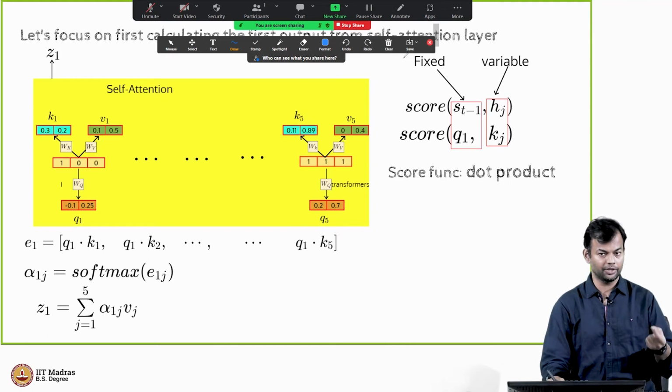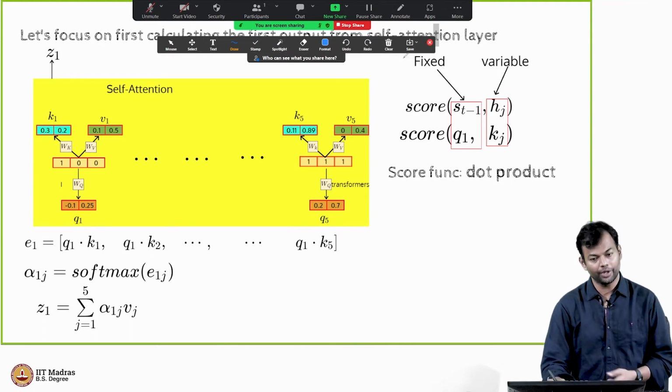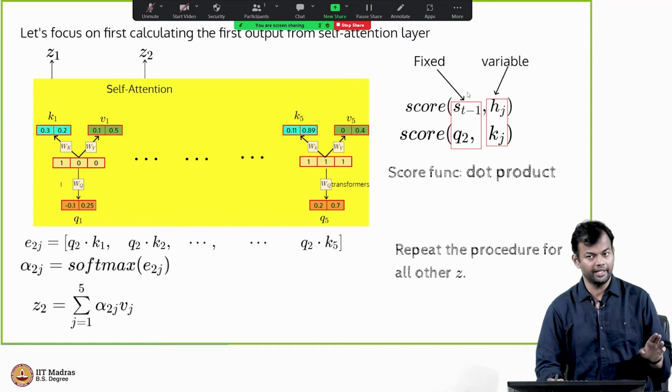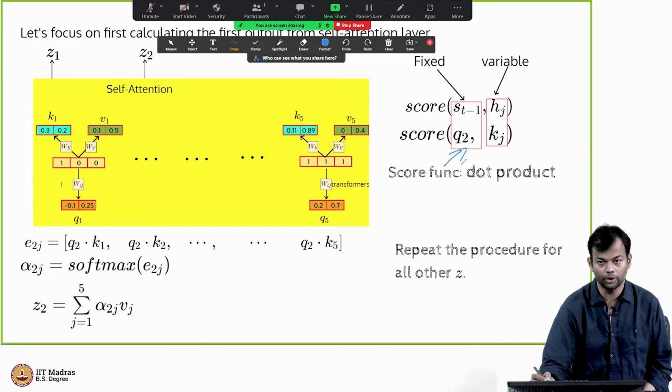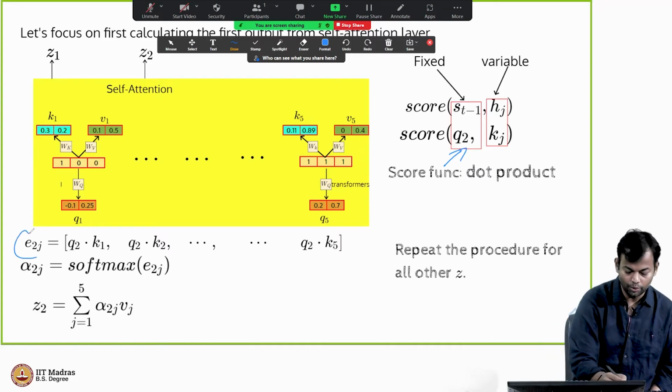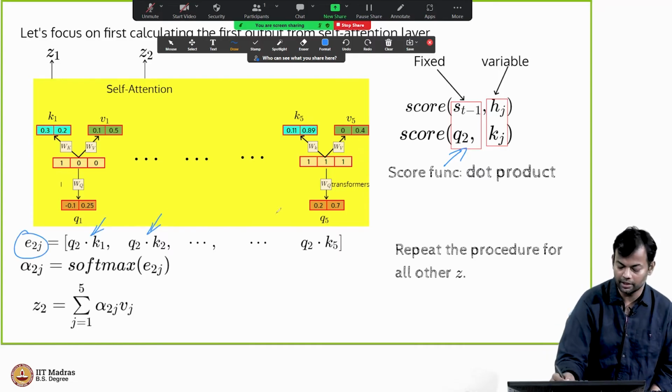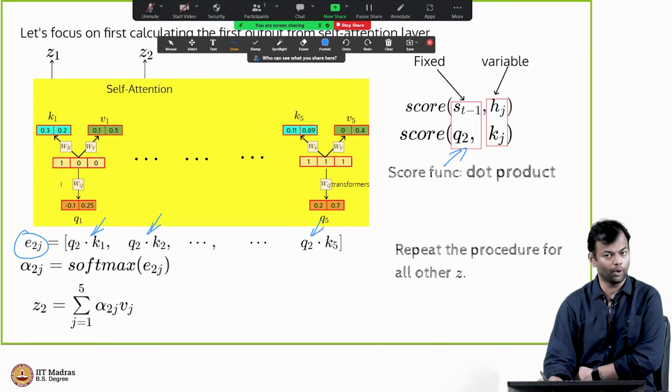So z1 is going to be computed this way. Now how do you compute z2? The same story, everything remains the same. So now you would have q2 as the query. So your e2s would be the dot product between q2 and all the key vectors.